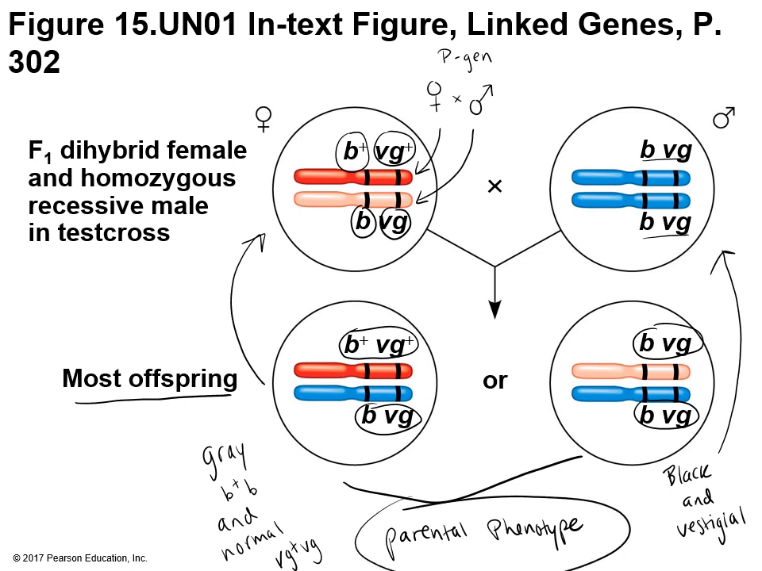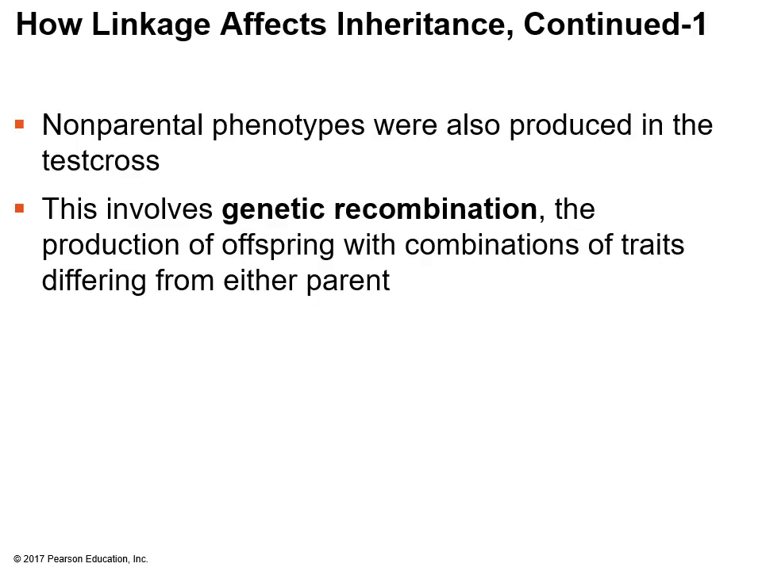And the answer is no. Some of the offspring had different combinations, and that was possible because of what we know happens in meiosis, genetic recombination, during crossing over, which occurs in prophase 1. Non-parental phenotypes were also produced in the test cross because of this phenomenon.